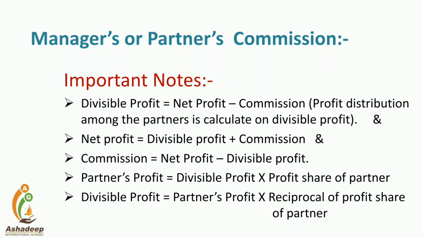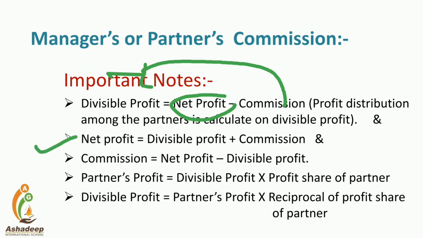If you pay attention, you can see that the second formula is derived from the first one. Like here in the first formula, what is given is that divisible profit is equal to net profit minus commission. Here we want to find the value of net profit in the second formula. As commission has the negative sign, when commission goes to the other side, it becomes positive, meaning commission plus divisible profit creates net profit. So that is the formula for the second one, that is net profit is equal to divisible profit plus commission.